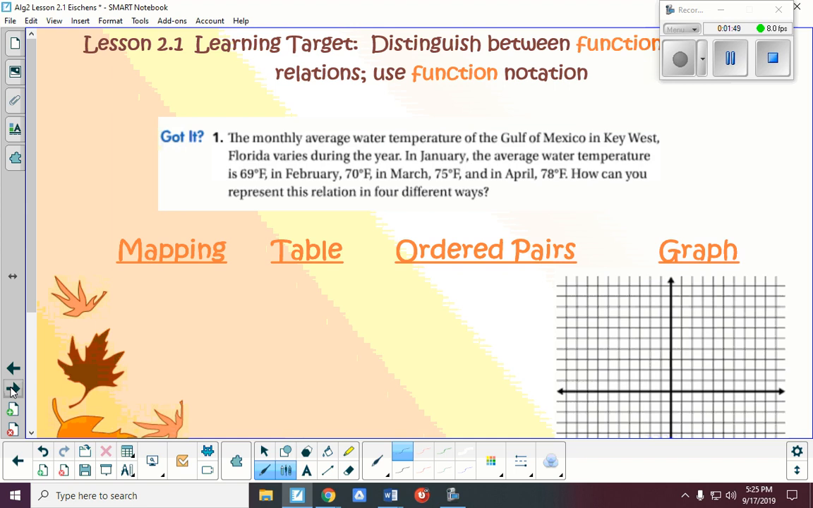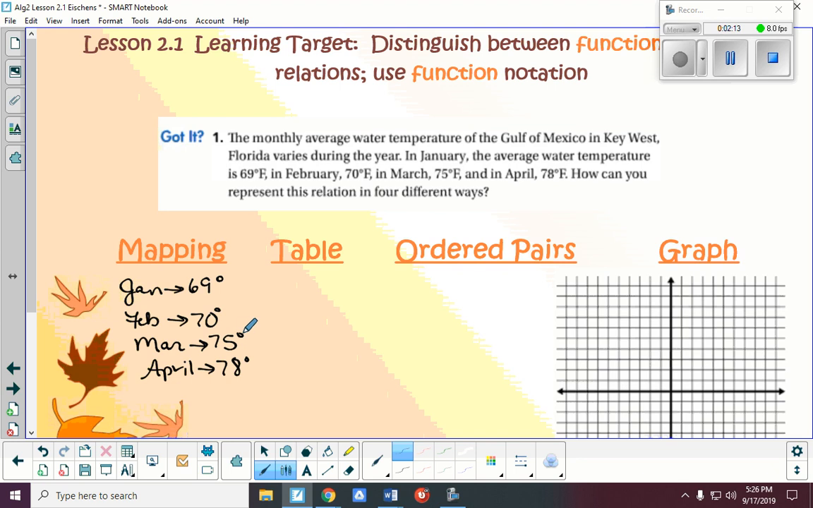Well, we could use mapping. And so in January, it is 69 degrees. In February, it is 70 degrees. In March, it is 75 degrees. And in April, it's 78 degrees.